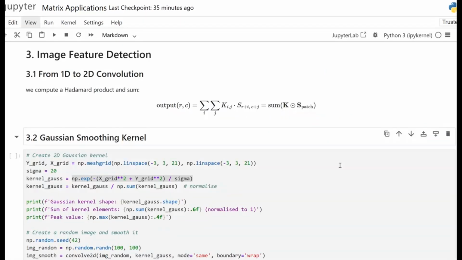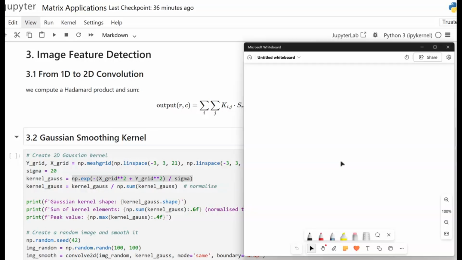Finally, my dear friends, in this session we are going to discuss image feature detection. It is an important matrix application used mainly in computer graphics. In this session, we are going to discuss 2D convolution with Gaussian and edge detection kernels. Dear friends, we have already discussed filtering a time series by sliding a one-dimensional kernel and computing dot products. And here, image filtering extends this to two dimensions.